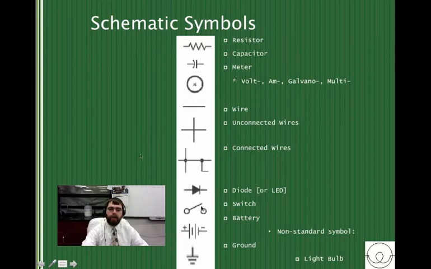Switches usually look like a switch, and this switch here is shown to be open. If the line was down, it'd be closed. Batteries are usually a long line and short line. A lot of times each pair of long short will be used to represent 1.5 volts, so again, that's not always true. Ground is usually this symbol here. It's kind of like a triangle made up of shorter and shorter lines, and then this thing over here that looks like an old-fashioned filament is sometimes used for a light bulb.